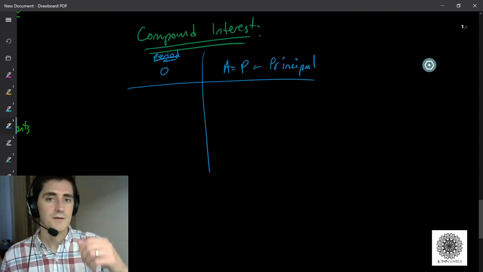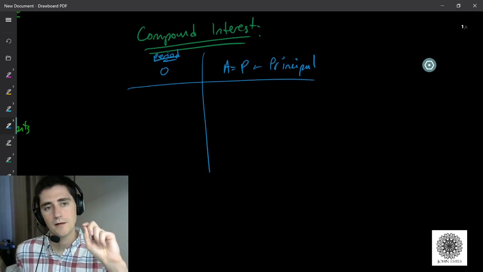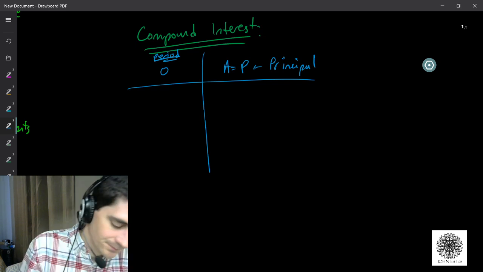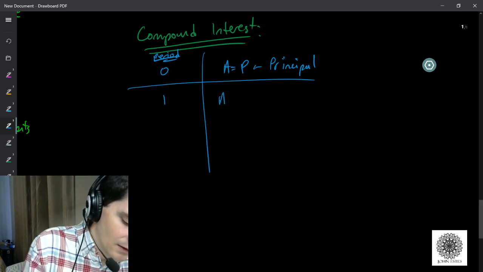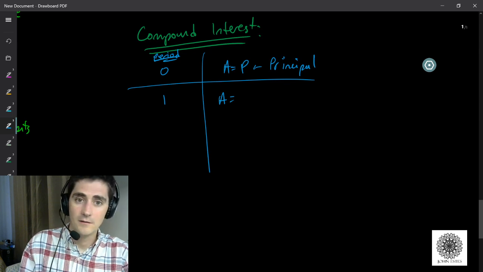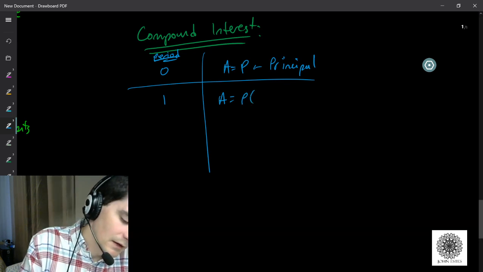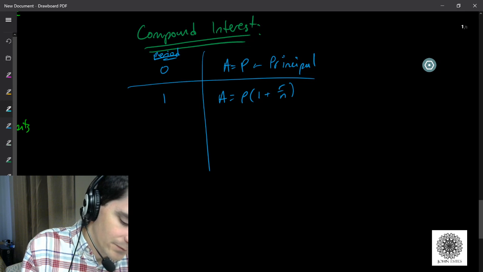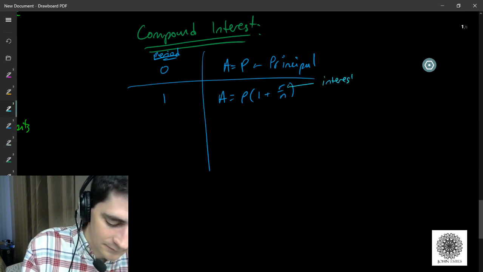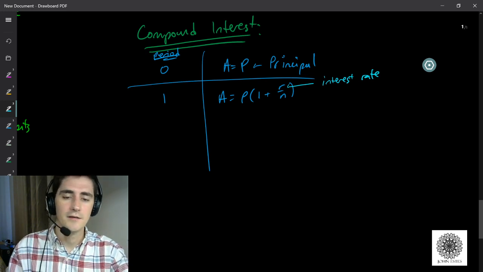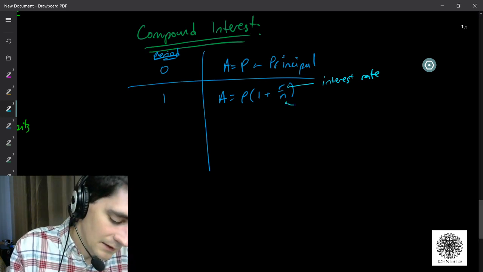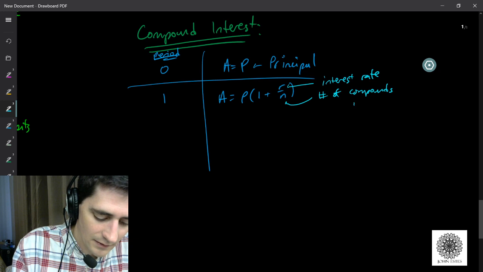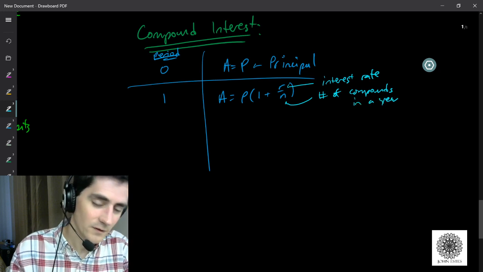And the way compound interest works is you accumulate interest not on just the initial investment, but on what is there already, okay? So for example, on the first period, what you have now, your future value, is going to be the principal times 1 plus r over n. Now the r is the interest rate. So for example, if you have a home mortgage, you might get like a 3.5 interest rate. The n is the number of compounds in a year. All right, and we'll explain more what that means later.